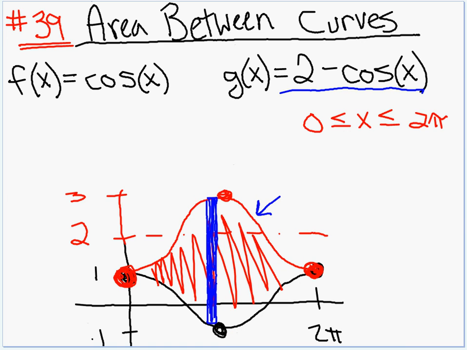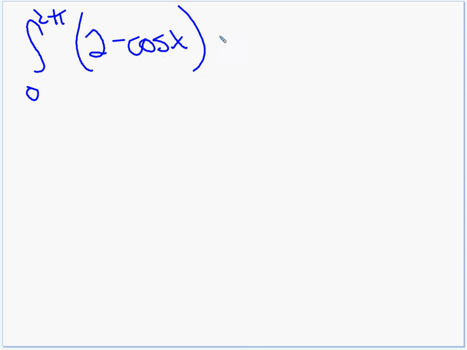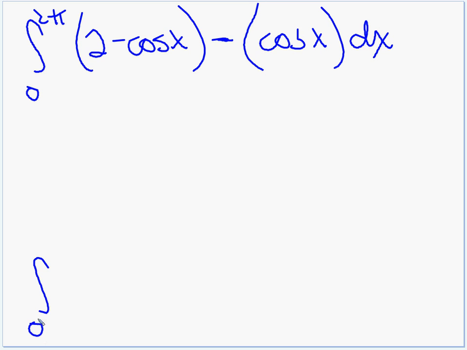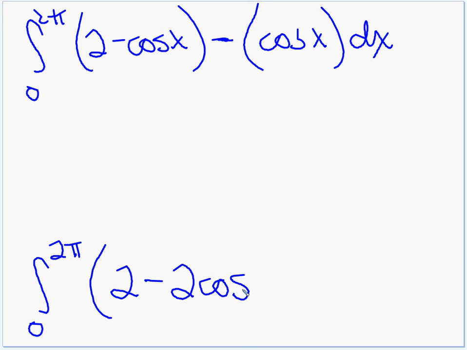Okay, I think I'm going to start a new slide to set this integral up. So we are going to go from 0 to 2 pi. The function on top, we already said, is the 2 minus cos x. And then we are going to minus the bottom function, which is just cos x dx. So we can combine some terms here. 2 minus, we have 2 negative coses of x, so that'll just become minus 2 cos x dx.